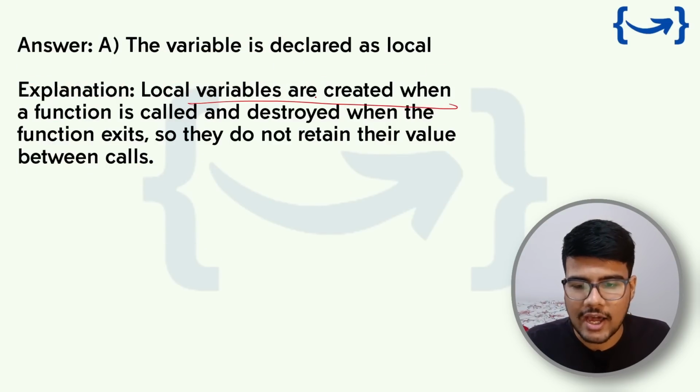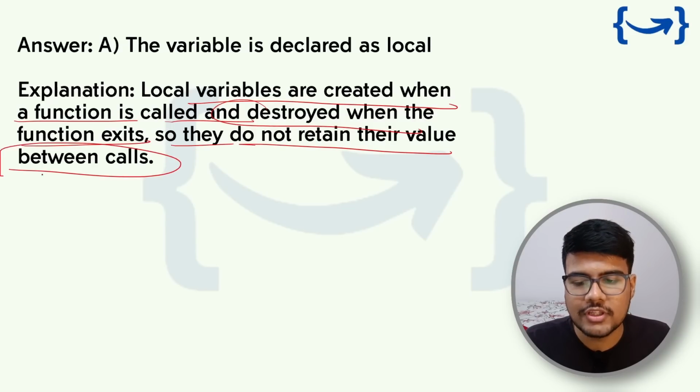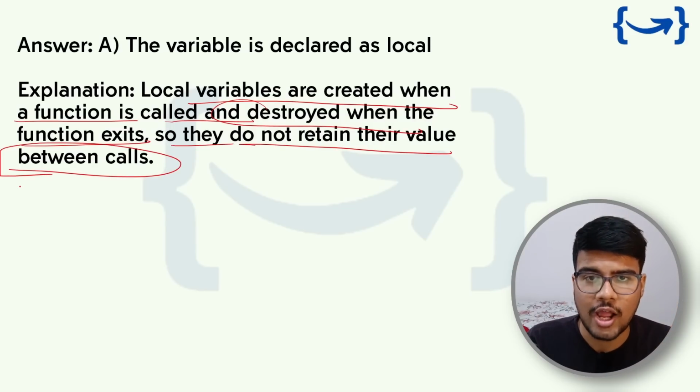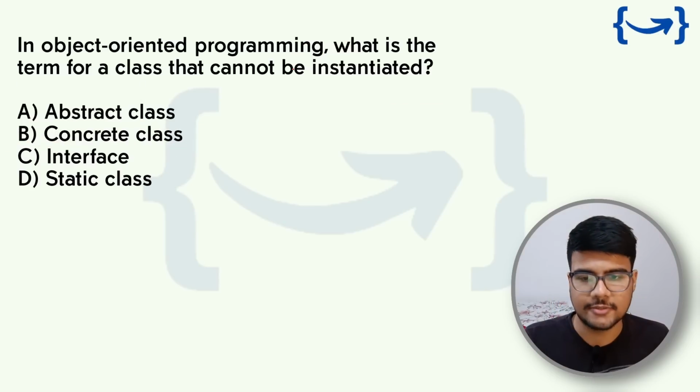Local variables are created when a function is called and destroyed when the function exits, so they do not retain their value between calls. If you are a Python programmer and you have studied DP, you might not miss this opportunity to mark the right option. So again, plus one mark for marking this question right.